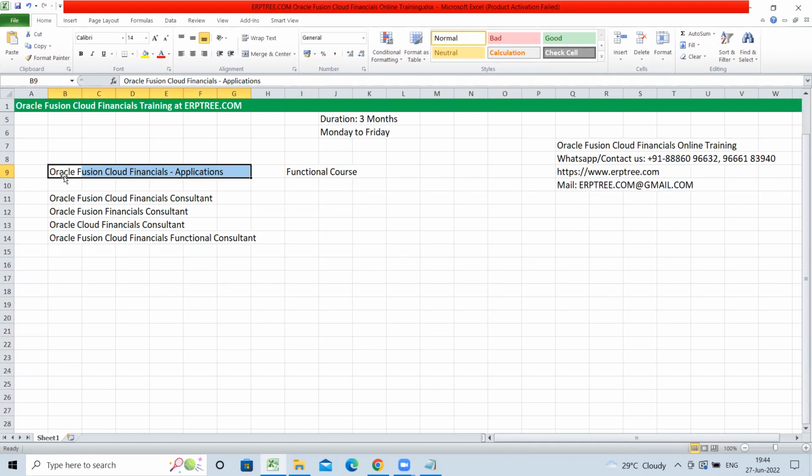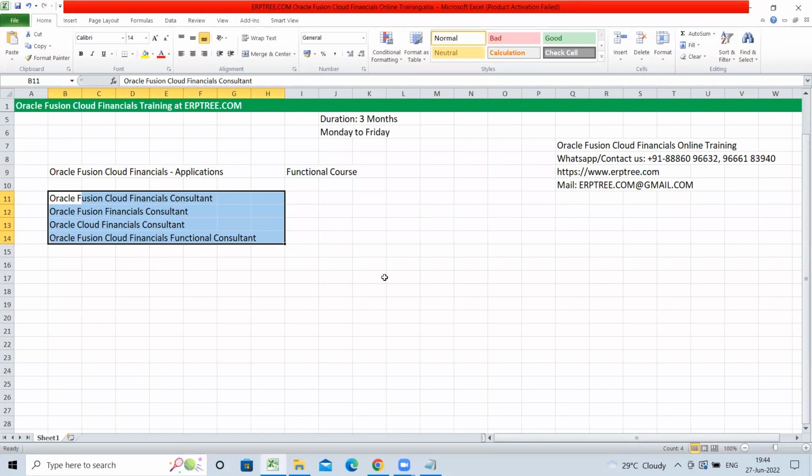Before we proceed with the meaning of Oracle Fusion Cloud Financials applications, any questions from anyone, please? This is the course name, and this would be our title once we start working on these applications in any company. Any questions here, please? No questions.